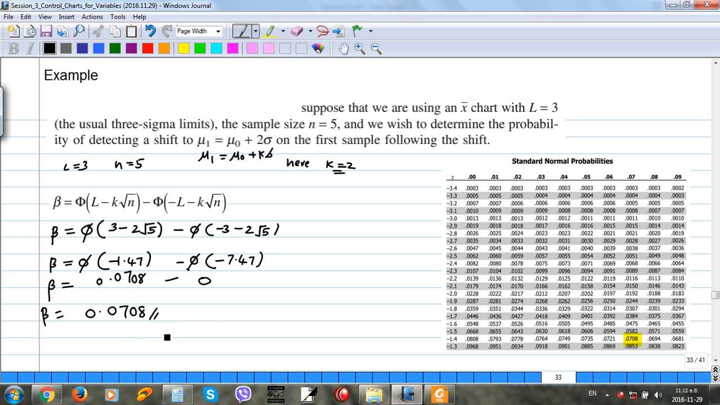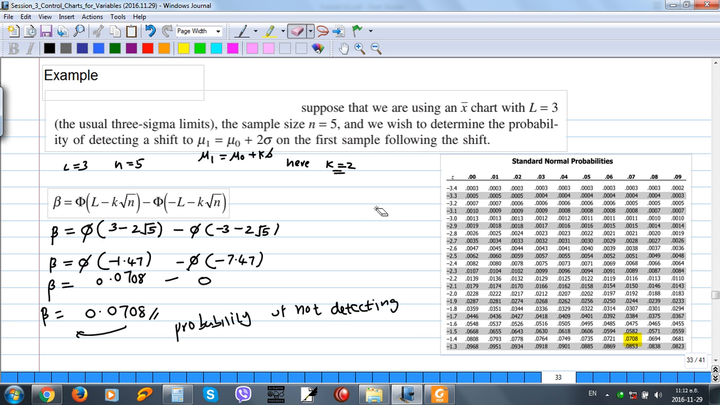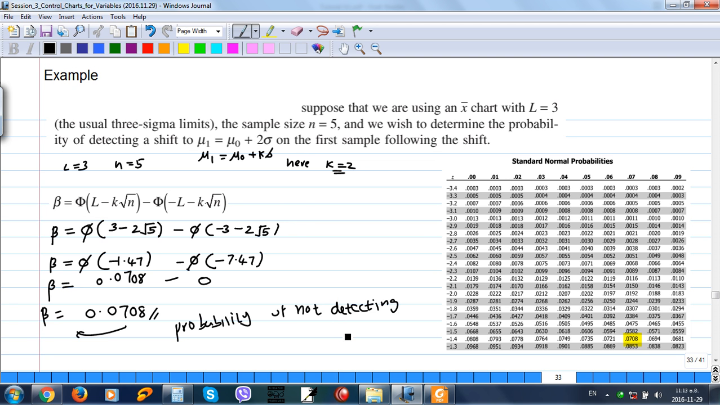So beta means that this is the error, it means the probability. Beta equals the probability of not detecting the shift, or not detecting defectives. We can write defectives, no? Not detecting defectives.